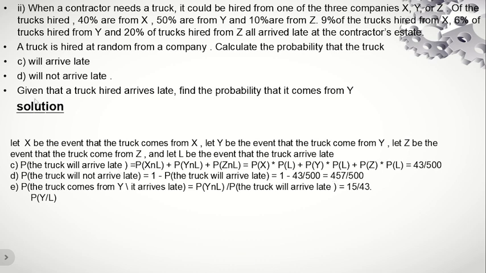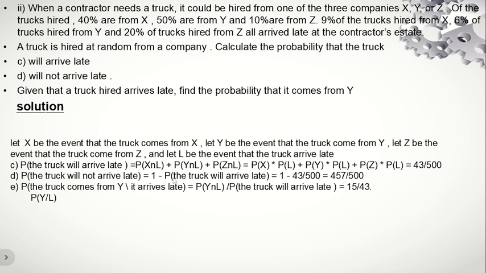Now the other part that we call the E part here, they say that given that the clocks have arrived late, find the probability that it comes from Y. One thing is that they told you already that the clocks arrive late. Now they say find the probability that it comes from Y. That probability will be the probability that the clocks come from Y over the probability that they arrive late. It just means the probability of Y given L, where L is the event that Y arrives late, 6%.